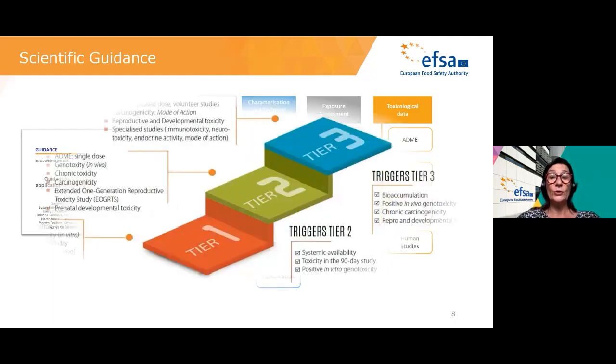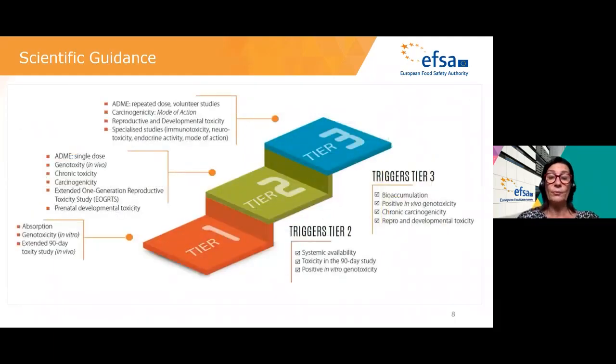Finally, as described also in the guidance mentioned before, the data and evaluation will follow a tiered approach, starting from basic requests, going up to more demanding data. And this, of course, is if concerns are raised during the risk assessment. This approach is applied for all novel foods, and it has already been applied for several novel foods, not only for CBD.